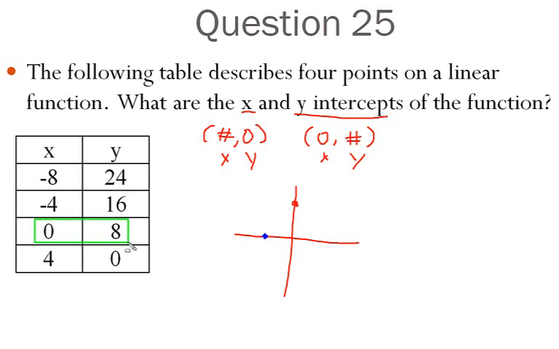Okay, so looking at our chart here of points, I see that x is 0 here. When x is 0, that is my y-intercept, so the y-intercept is 8. So let me write that. Y-intercept equals 8. And I see my x-intercept here at the point where y is 0. It's my x-intercept. So my x-intercept equals 4.